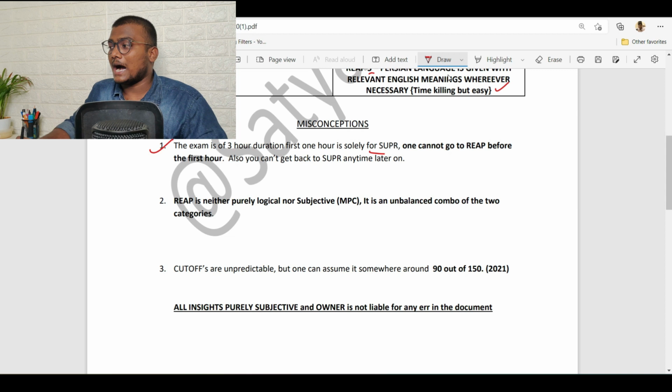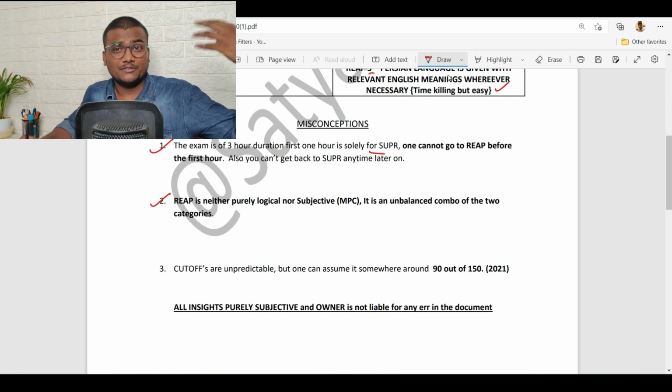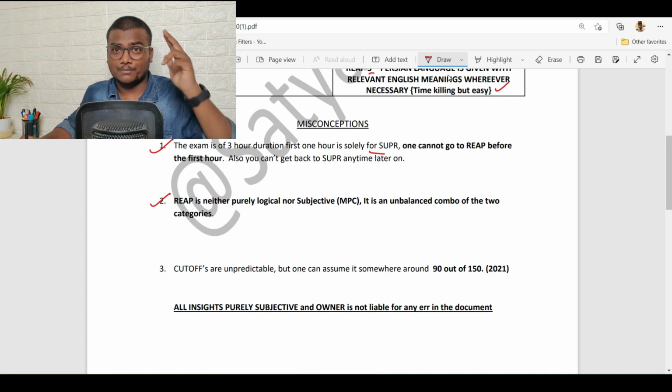And the second thing is REAP is neither purely logical nor subjective. It is an unbalanced combo of both categories, a mix of both subjective questions and logical reasoning questions, like paragraph related, different language related. It will test your brain. You need to use your brain a lot in REAP.